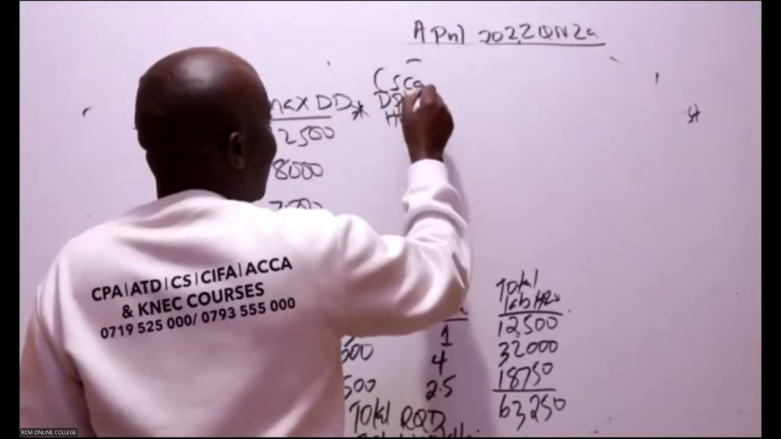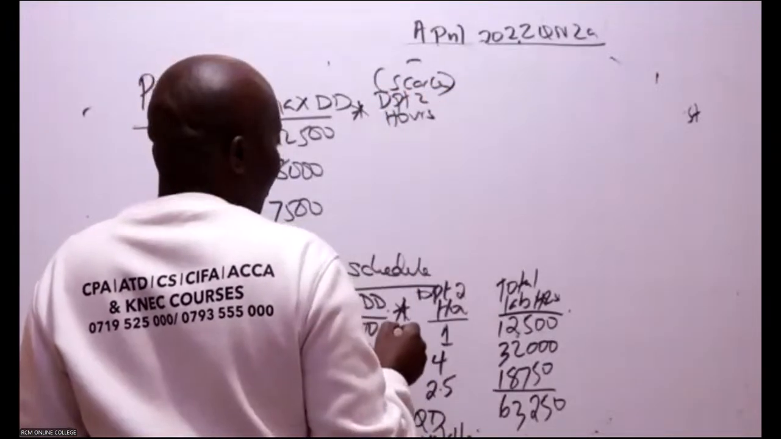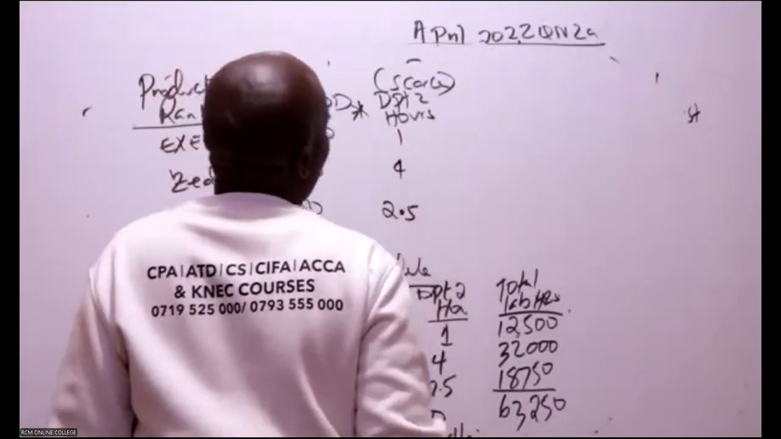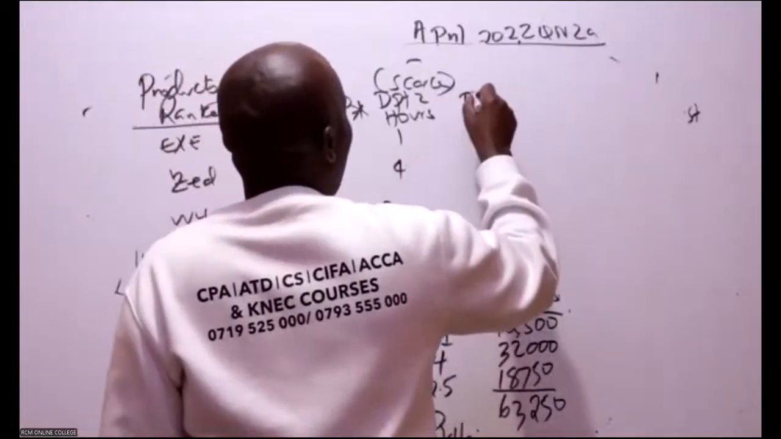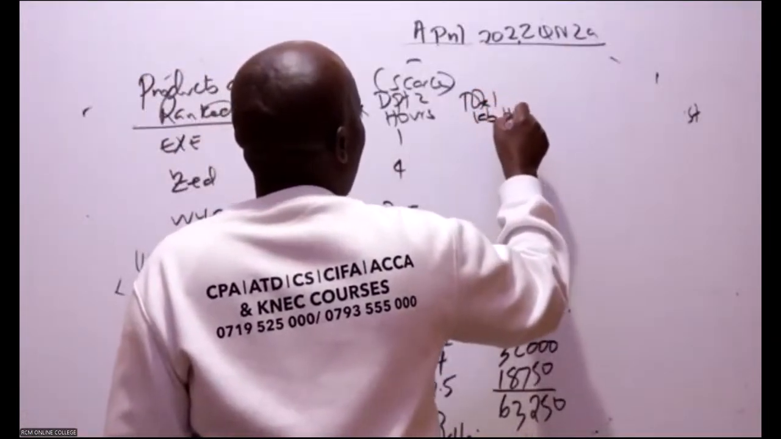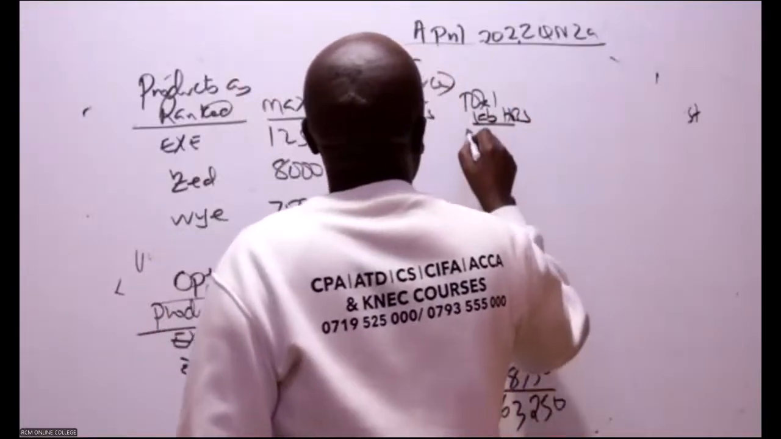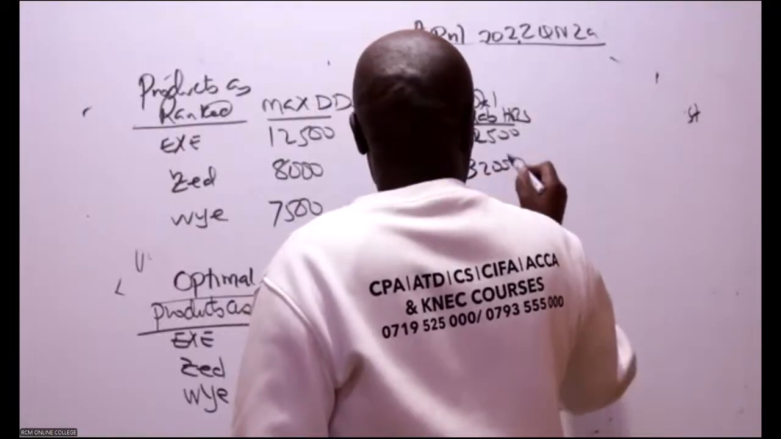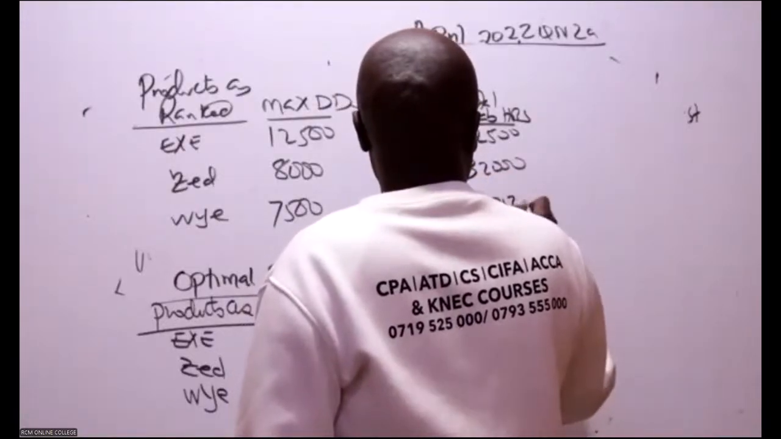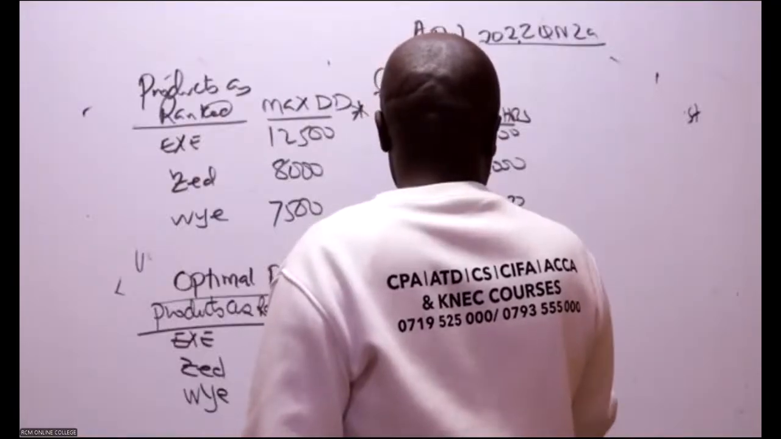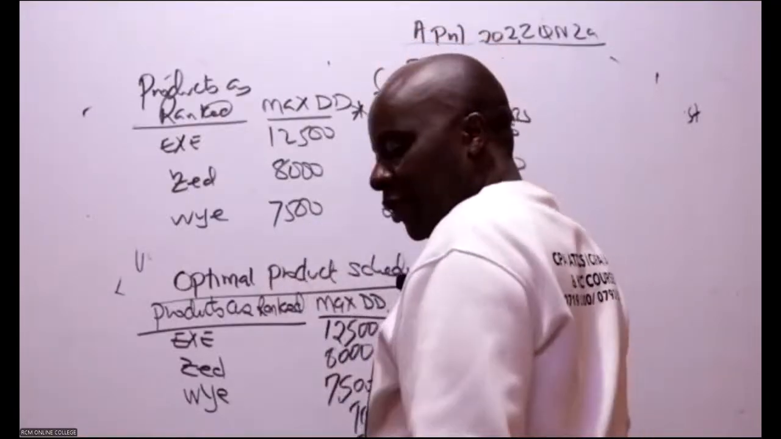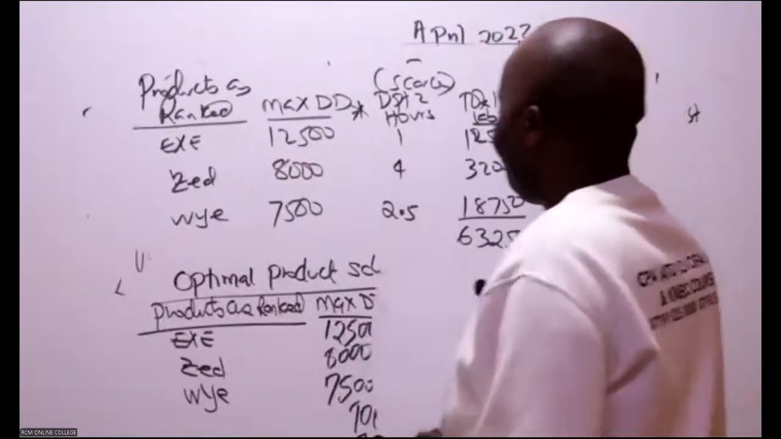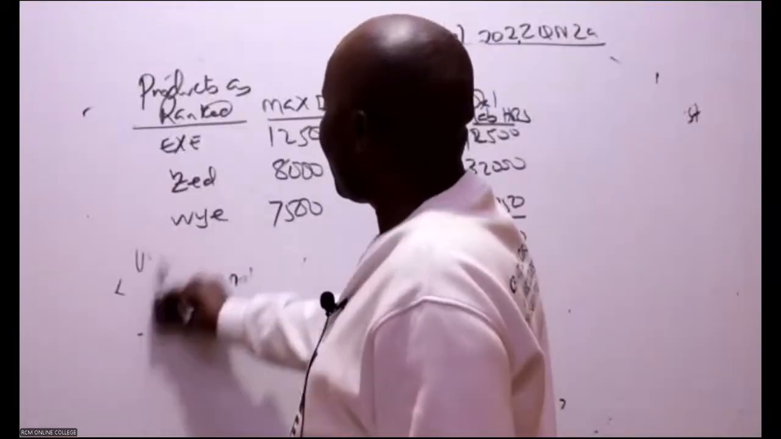Basically, we are monitoring the scarce resource. So this was 1, 4, then we have 2.5. Right? Then we have total labor hours now. Total labor hours, you're multiplying. So this is 12,500, this is 32,000, this is 18,750, which gives me 63,250 as the total that is required to be able to deliver all the units demanded.